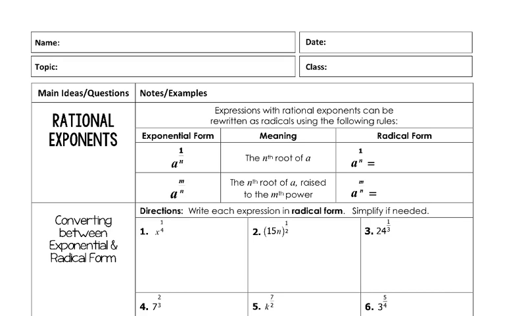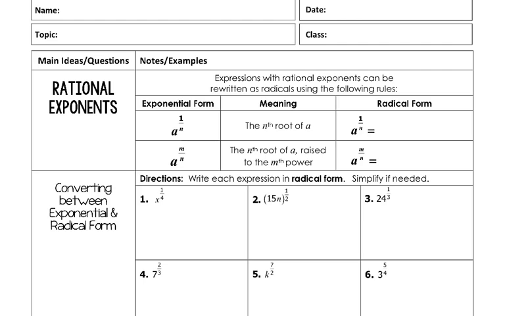So let's look at this, right at the beginning here. A to the 1 over n power. So this is an exponent. Let's read this. It says expressions with rational exponents can be rewritten as radicals using the following rules. A standing for any number. So if we have a number that's the base, a is the base here, and then this 1 over n is the exponent.